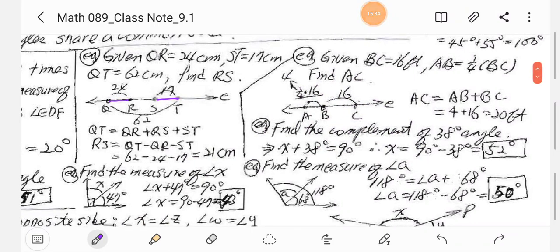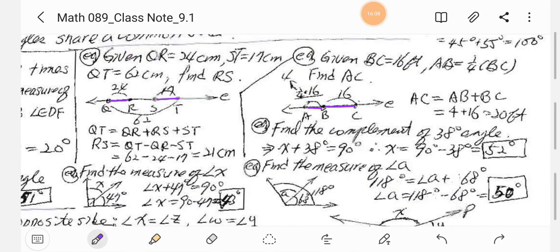Okay, in this example, BC is 16. So BC, this is 16, and AB is 1/4 of BC. So 1/4 of BC means 1/4 times 16, right? Then this is equal to 4. So what is the length of this segment AC? AC is starting from here all the way to here. So AC is the sum of these two values, right? So 4 plus 16, which is 20. Simple.